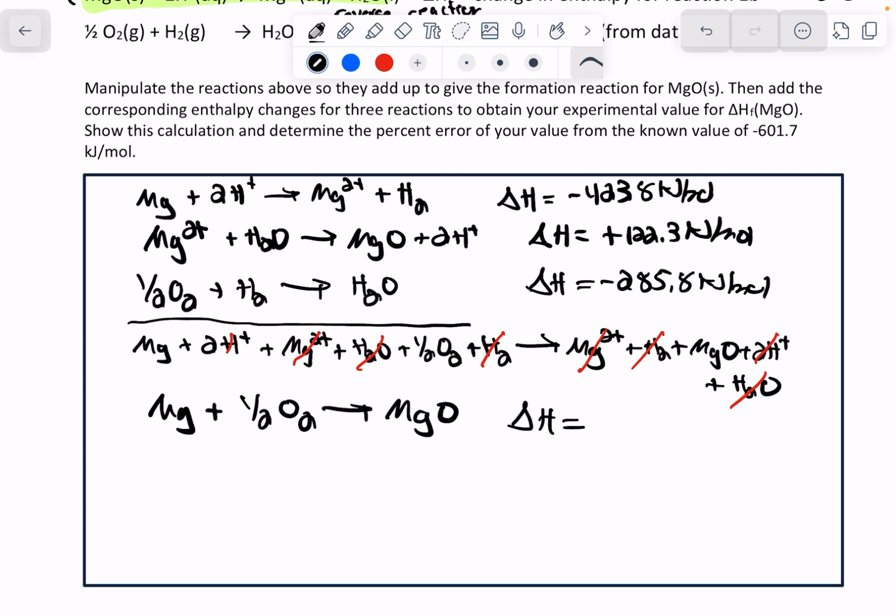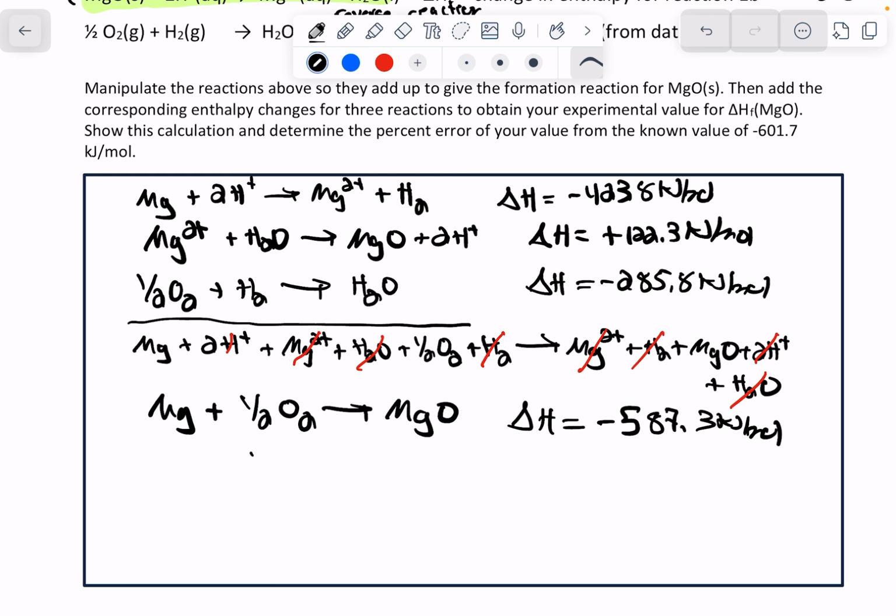So, here we go: negative 423.8 plus 122.3 plus negative 285.8 equals, and I got a delta H of minus 587.3 kilojoules per mole, which isn't bad.